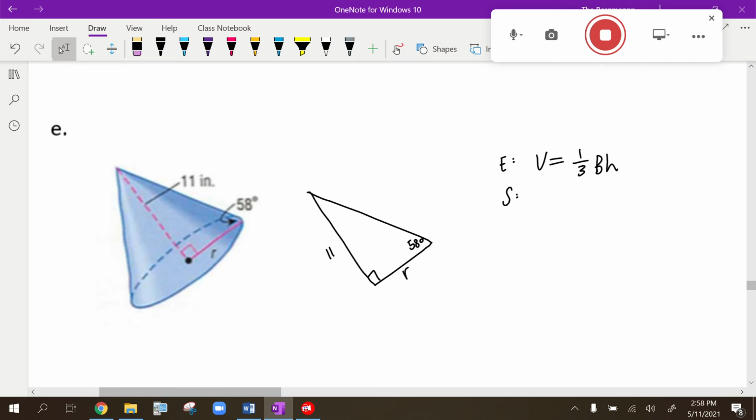Alright, let's keep going. Part E. This one's a little challenging because we are not given the radius and we need to find it. And we have this angle, 58 degrees. Let's go ahead and start by labeling. It's not a special triangle and we don't have two sides. If we had two sides, we could use the Pythagorean theorem. If it was a special triangle, we could use either our 30, 60, 90 or our 45, 45, 90. Our last resort, though, is to use SOHCAHTOA.